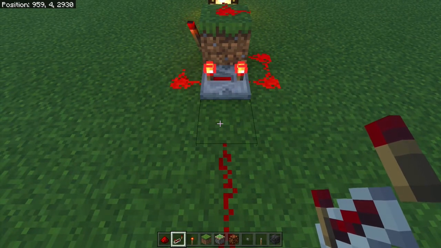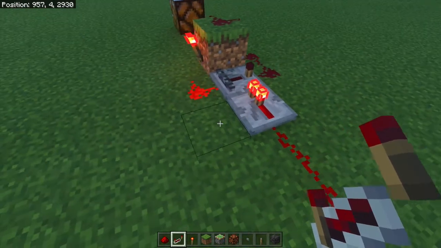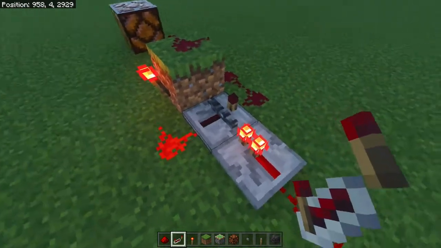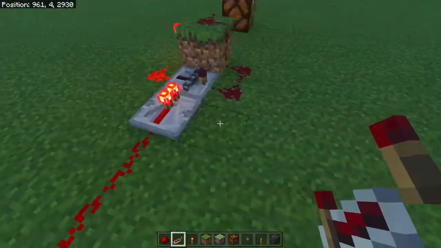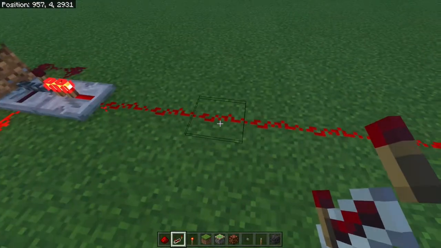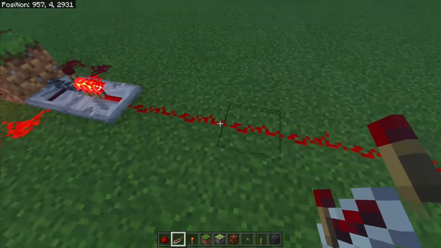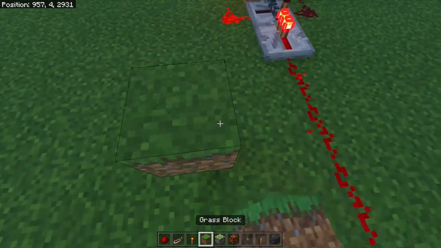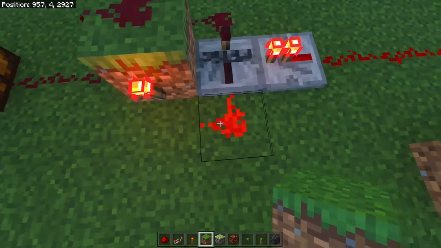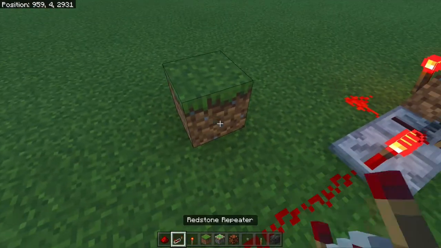Now, some extra little trick that you can do with repeaters is if you put another repeater into the side of a repeater, I'm going to take the delay off of the locked repeater now. It locks the repeater into its state, and it'll no longer change even though there's something in between it. So basically the signal behind it isn't going forward because the repeater is locked.